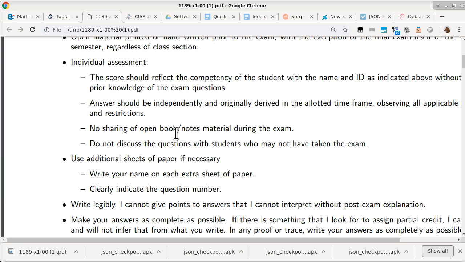No sharing of open book or notes material during the test. So if someone sitting next to you says, I forgot to bring blah, blah, blah, and I see that you have that, can you share with me? Not during the test. Okay? So every person is responsible for his or her own material for the test.